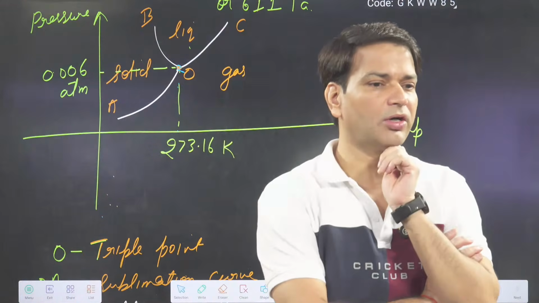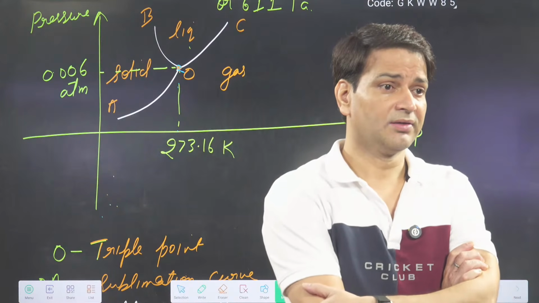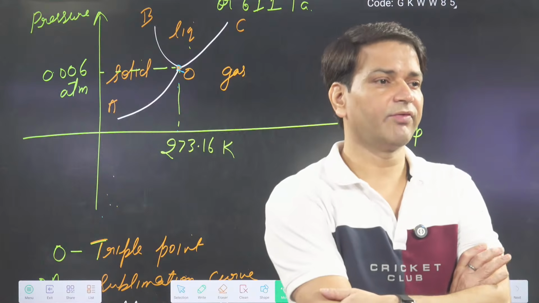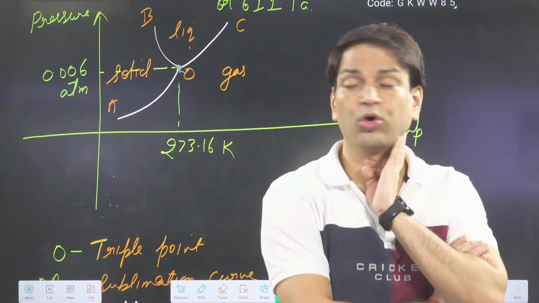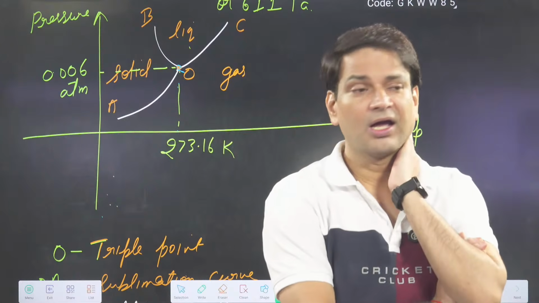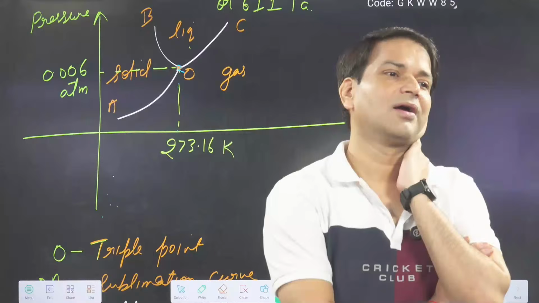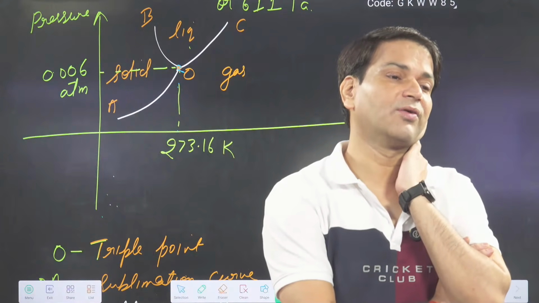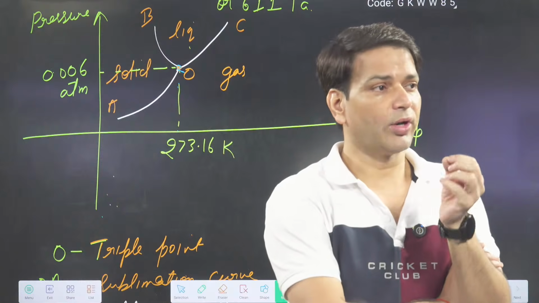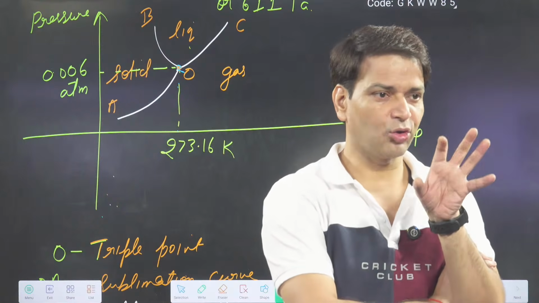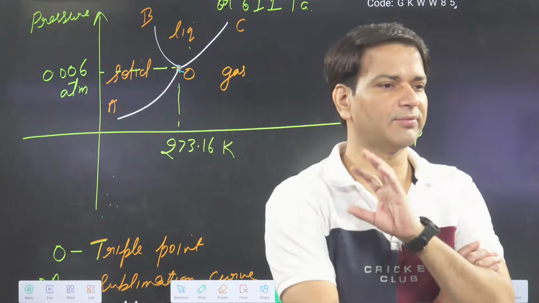Did everybody get this or not? We will have only the liquid state. Now, at O, what do we have? At O, we have all the three. That is the definition of the triple point. So at O we have all the three states.